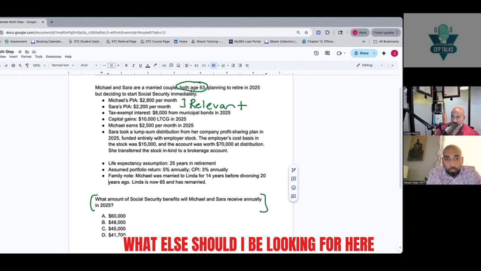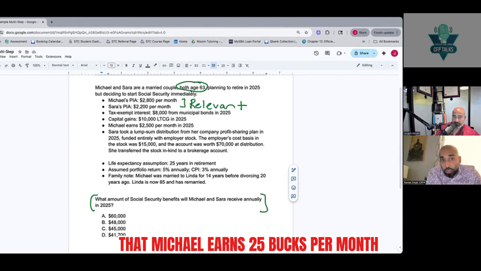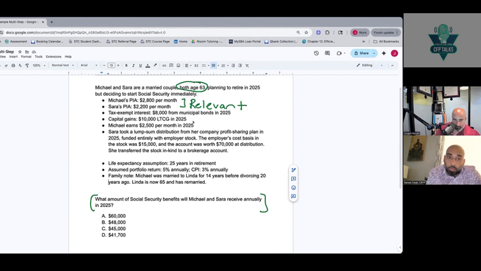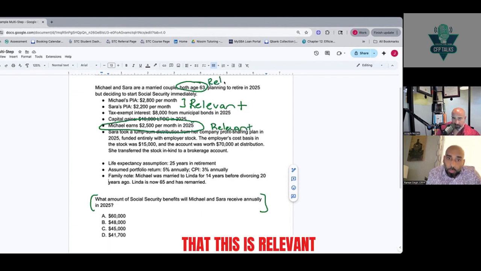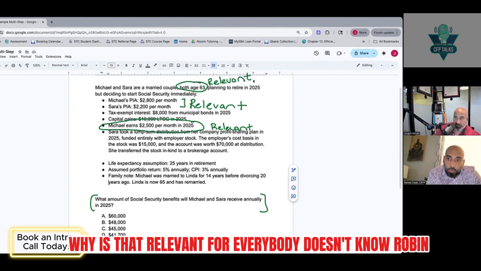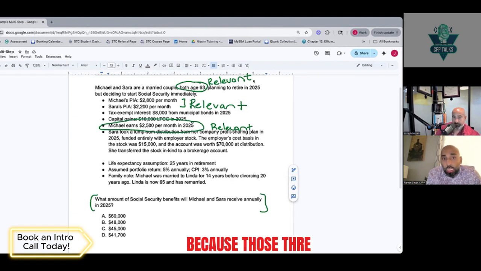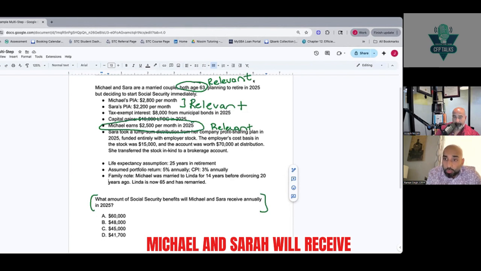What else should I be looking for here? I would say that Michael earns 2,500 bucks per month. Okay, so we have three points of relevance here. This is relevant, this is relevant, and this is relevant. And why is that relevant? Because those three points are going to allow us to calculate how much Social Security benefits Michael and Sarah will receive.